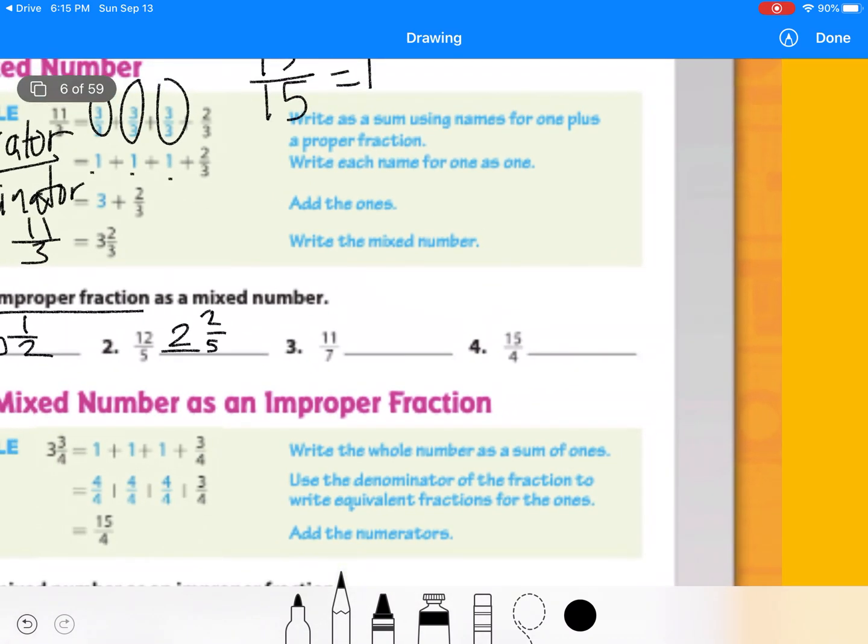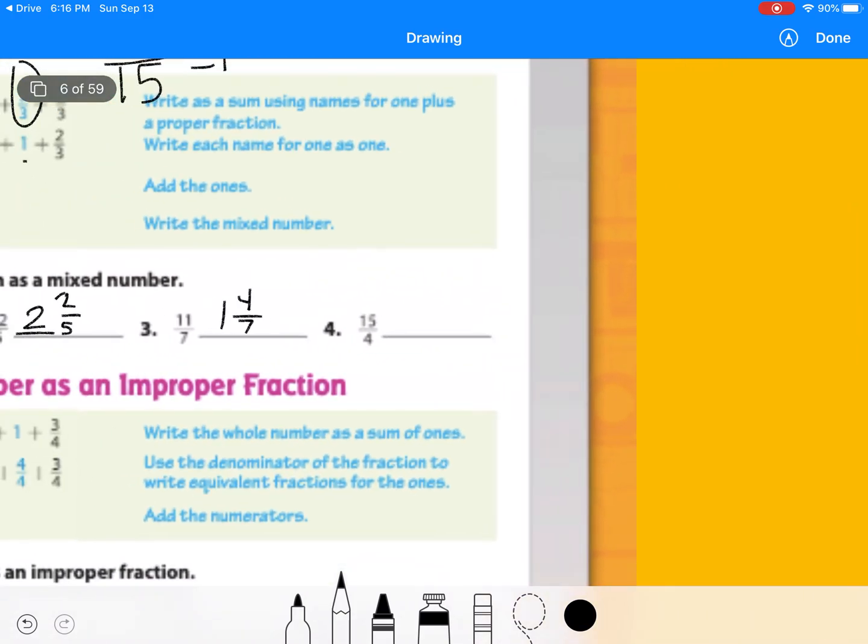So now number 3, I have 11/7. Okay, this one's a little bit easier because 7 is our denominator. I'm sorry, I'm struggling today. 7 times 1 is 7, and 7 times 2 is 14. So 2 wholes will not fit because 14 is larger than 11. So we only have 1 whole. So now we just do what's remaining. After you take 7 out, what's remaining in your 11? So you just do 11 minus 7, which is 4. 1 4/7. Now we have 15/4.